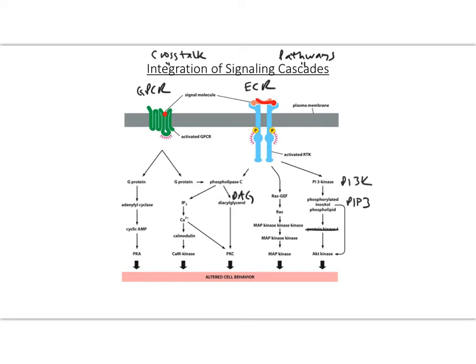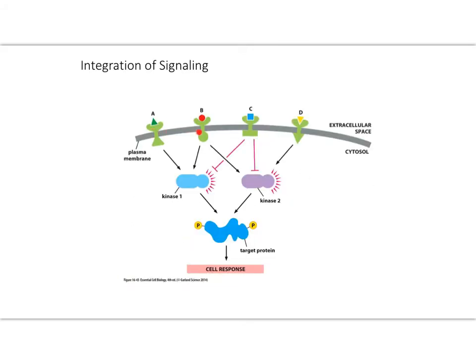This figure, which is 16-43, is also from your textbook, and it talks about the integration of signaling. There are 4 different receptors, each with their own ligand. So we see all 4 of these up here. And then each of them has a distinct ligand, which has a different shape, color, and letter associated with it. And then we can see that some of them activate the same enzymes, like A and B, both activate kinase 1. On the other hand, this ligand C, through its receptor, will repress that kinase.